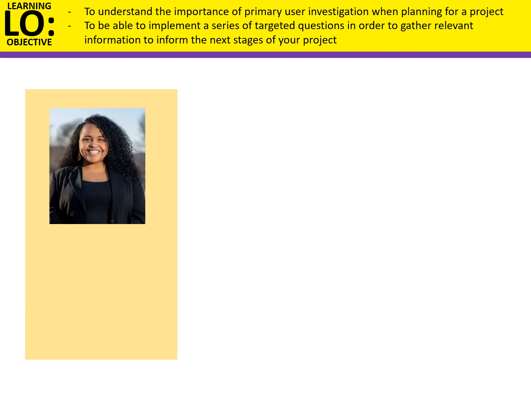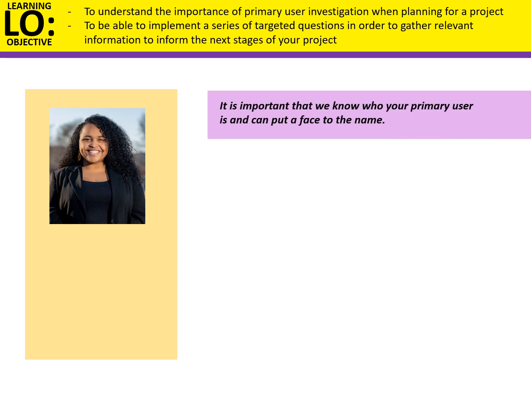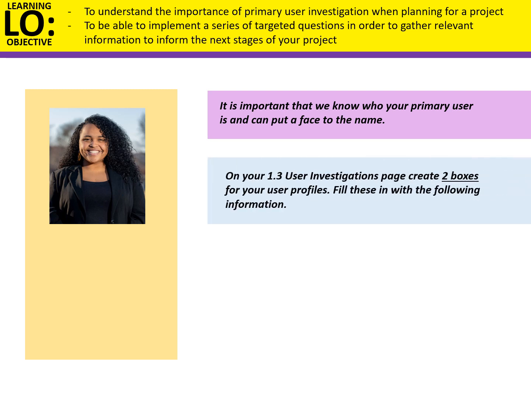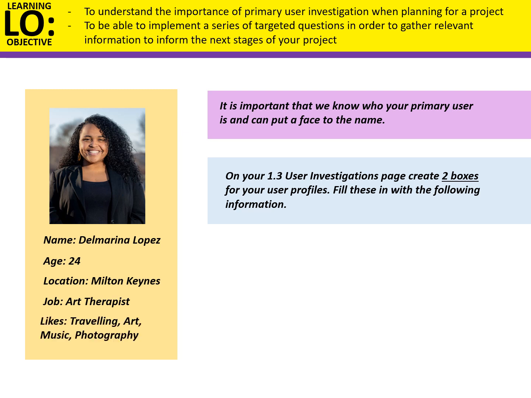So the first thing we've got to do is write a profile for your primary users. It's really important that we know who your primary user is and that we can put a face to the name. So what I'm going to ask you to do is, on your 1.3 page, create 2 boxes for your user profiles. I then want you to fill these in with the following information. So you're going to need the name, the age, location, job, and any likes that they may have. You may want to add any extra bits in that relate to your context, but as a basic, this is what we should be seeing.